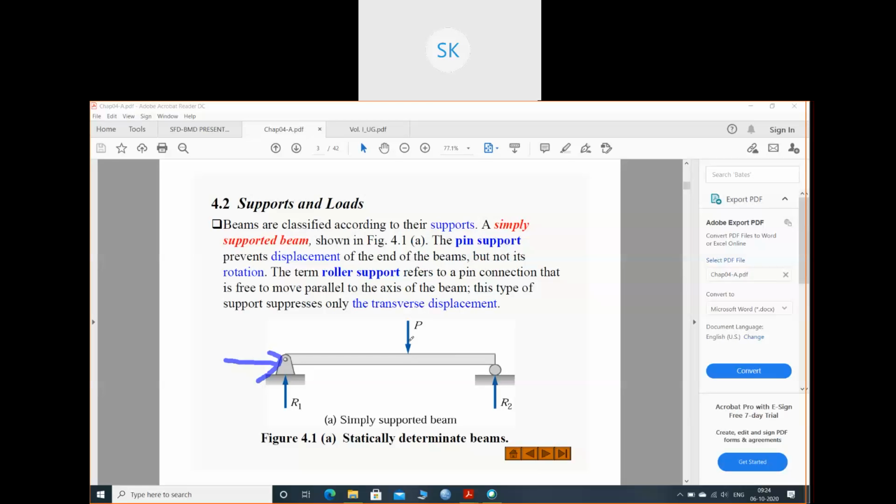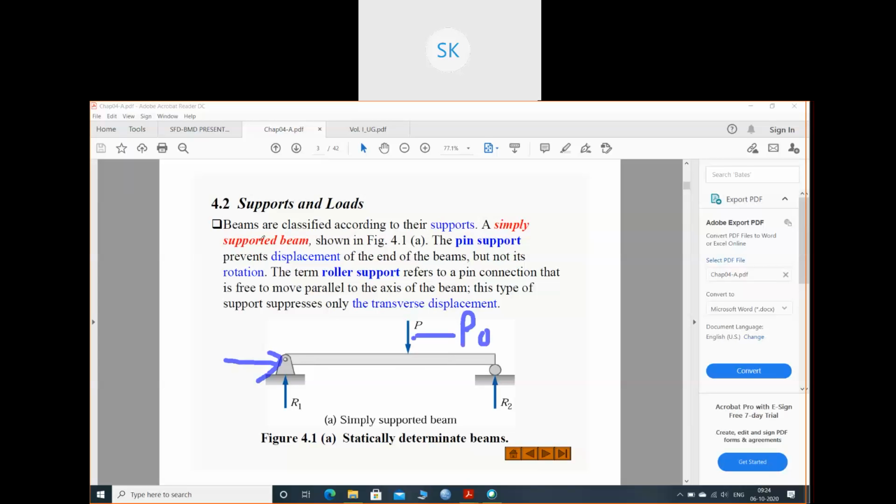So see, this is the point load, or you can say concentrated load. That means load is acting at this point only. There is no load at this point. There is no load at this point. Okay, so this load is also called point load because it is acting at a point, or it can be called concentrated load.